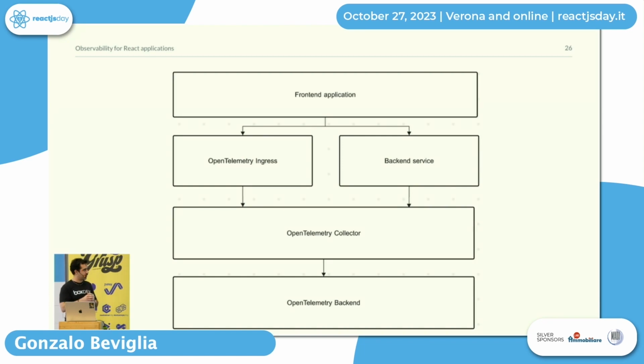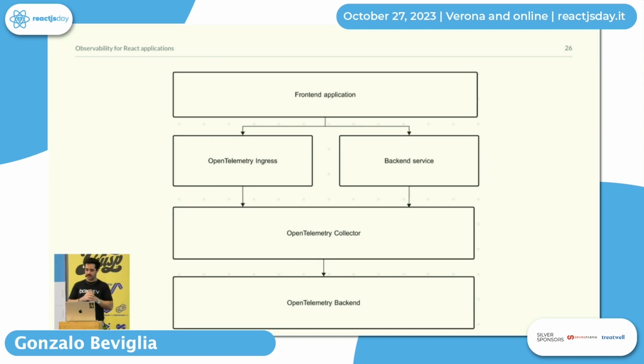Let's take the following example of a system. We have our front-end application in React at the top and our backend service. But we also have three other friends: the OpenTelemetry ingress, the OpenTelemetry collector, and the OpenTelemetry backend. Everything that is on top of the collector is considered a front-end, generates traces. So what's the ingress service?